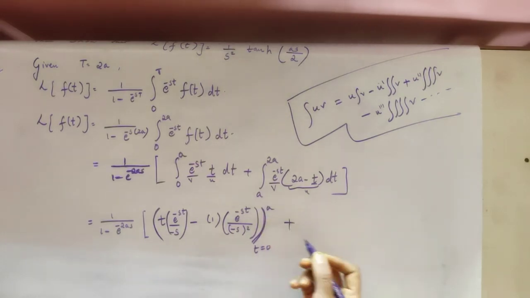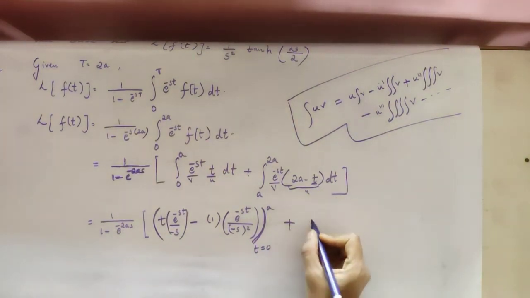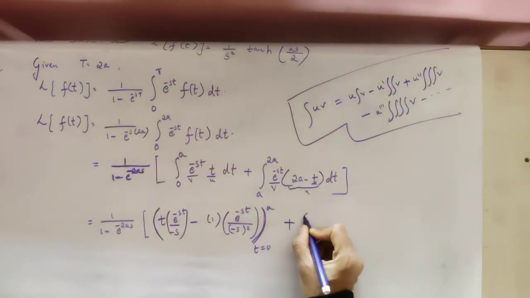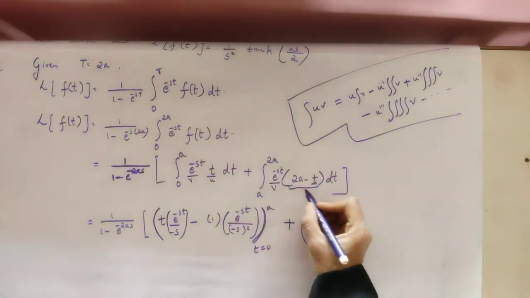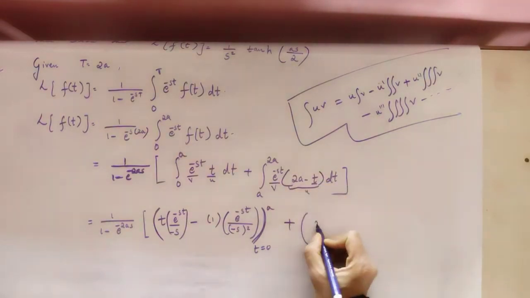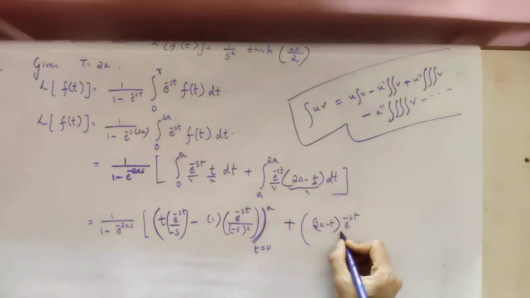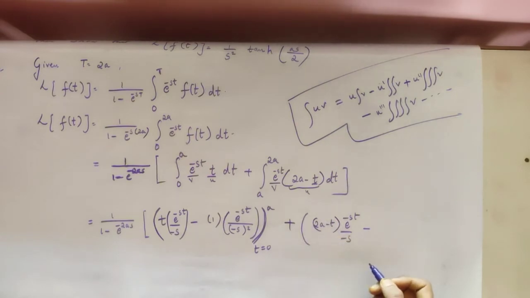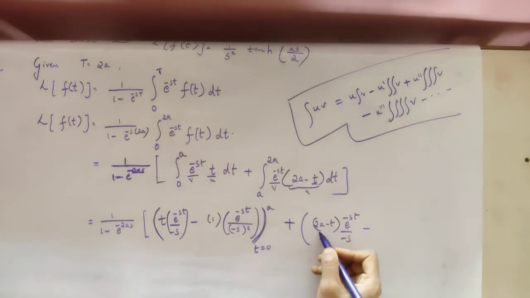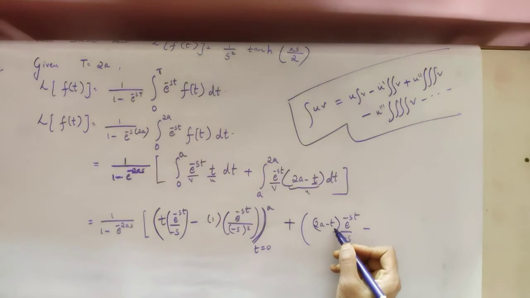Now plus, now let us do the same thing for the next part of this integral. Now see here, take again a small simple bracket. Now first u as it is, meaning 2a minus t as it is. Integration of e to the power minus st, e to the power minus st divided by minus s, minus the derivative of 2a minus t. The derivative of 2a with respect to t is 0. The derivative of minus t with respect to t is minus 1. You will get it like this.